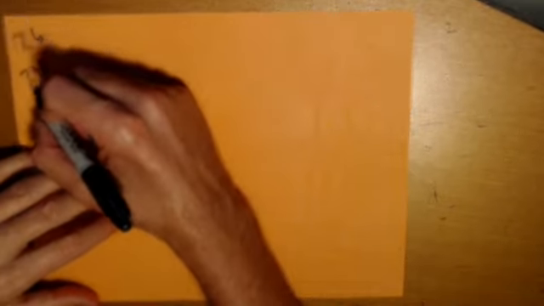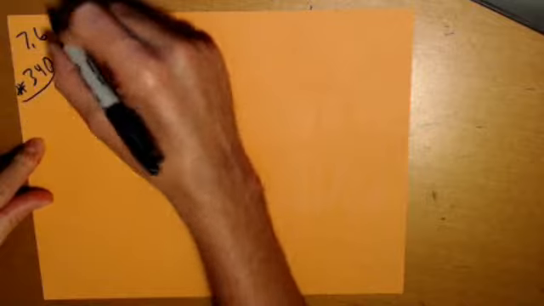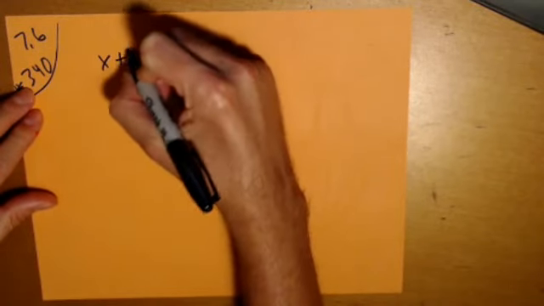Hey folks, moving on to chapter 7.6, number 340, solving rational inequalities. Okay, this one is going to be a little weird at first.